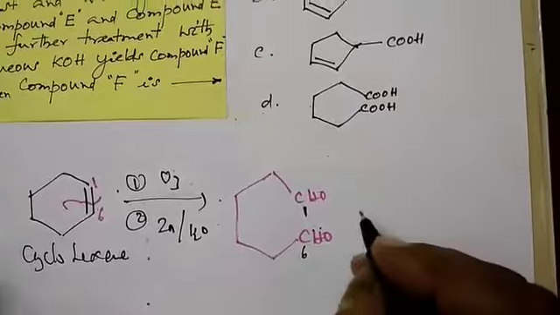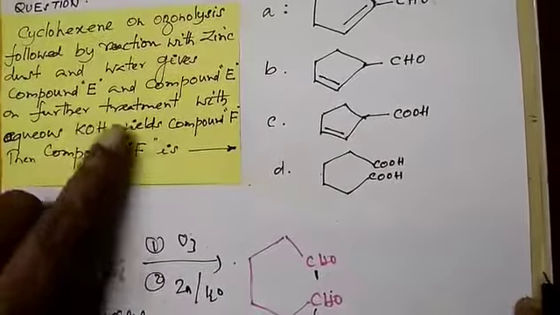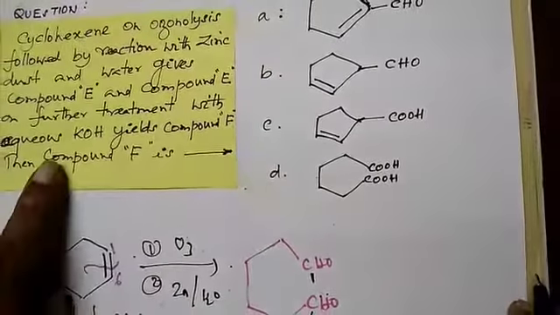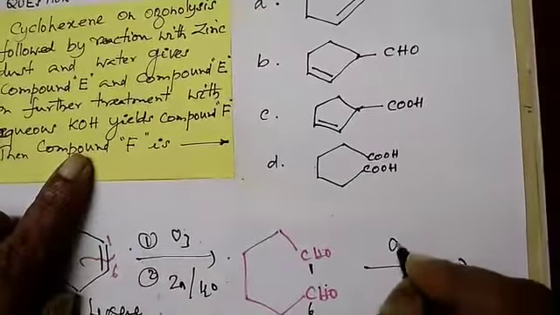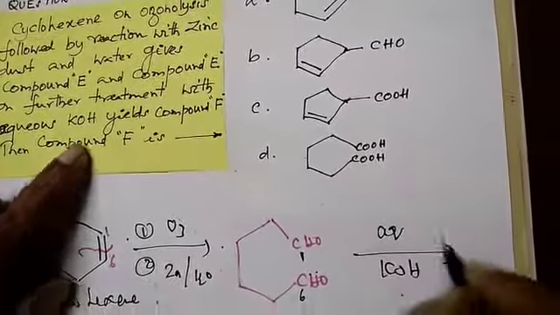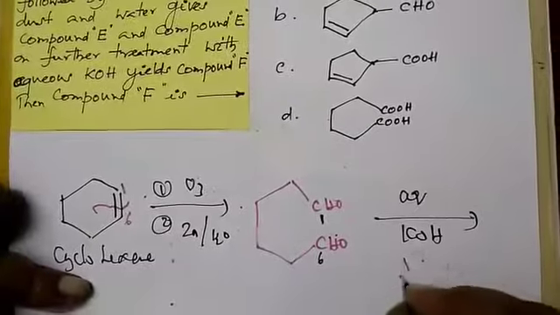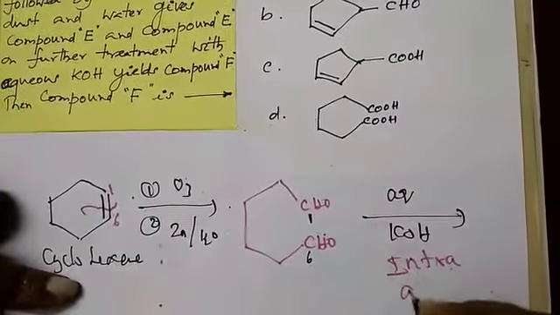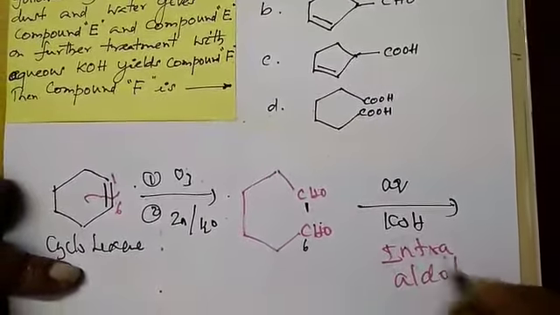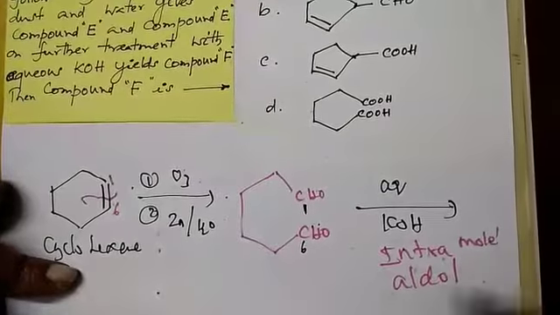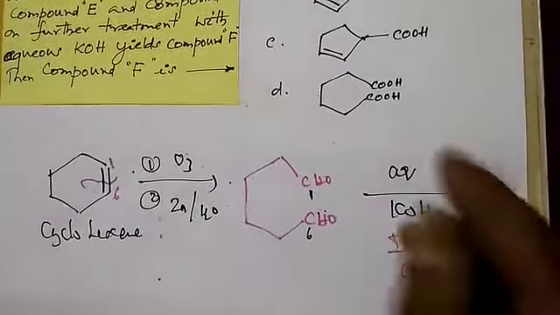Next, what is given here is that compound E, on treatment with aqueous potassium hydroxide, what is the knowledge? The knowledge is intramolecular aldol condensation. So this is intramolecular aldol condensation because it is aqueous base.